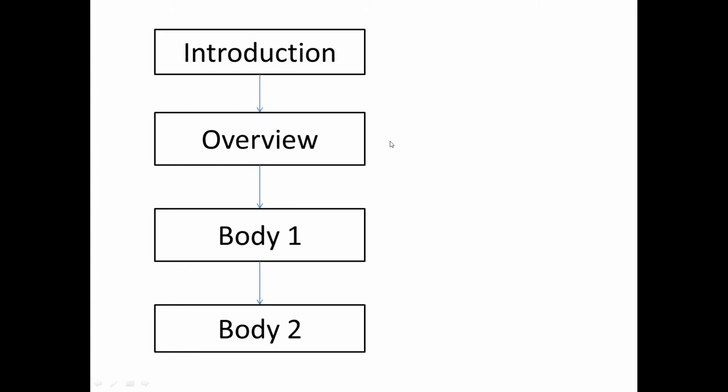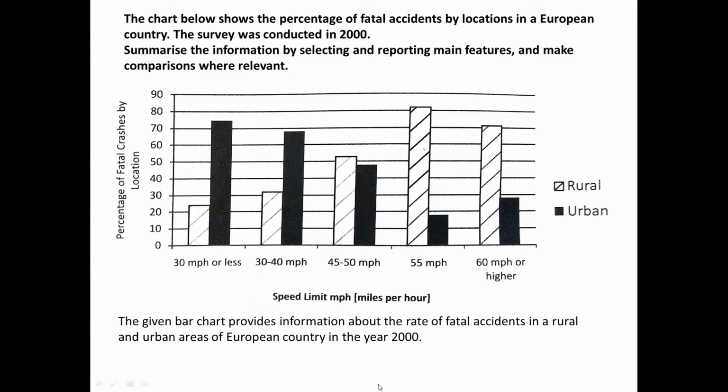So firstly, in introduction, we paraphrase the information provided by IELTS, and then in overview, we write the main striking features of the graph, like highest point and lowest point and other things. In body paragraph, we explain everything that is happening in graph. So there are two body paragraphs that I am going to write. So let's see. Firstly, introduction.